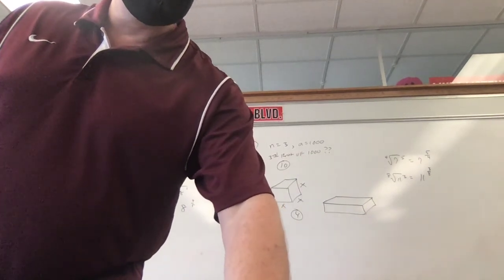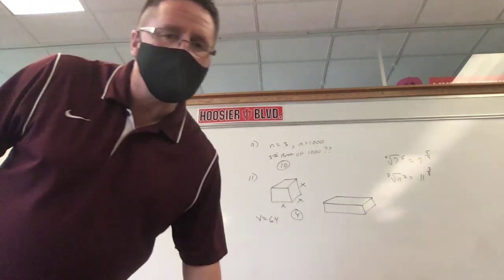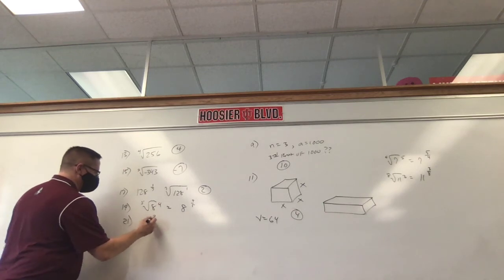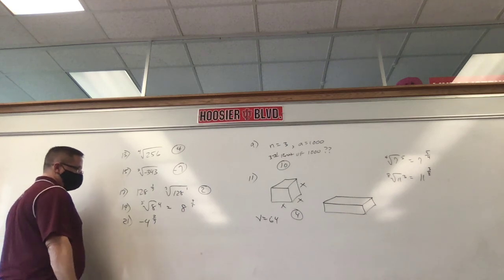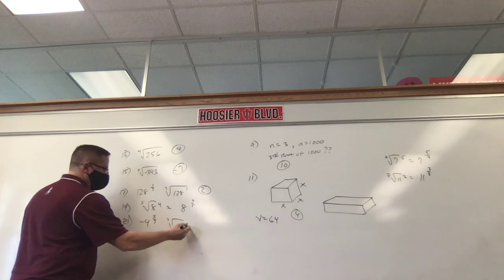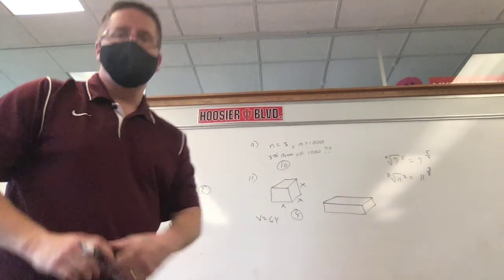Two more. Negative 4 to the 2/7 power. How can I rewrite that one? The what root of what? The 7th root of negative 4 squared. Okay, and that's it for today.